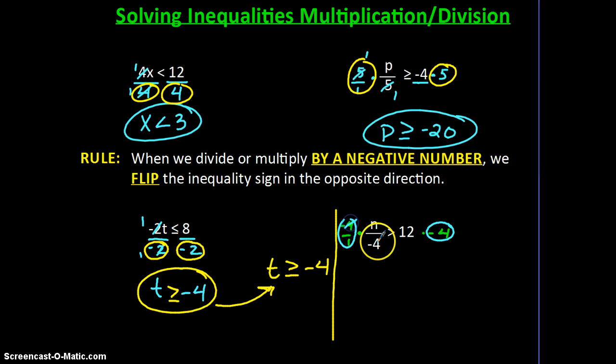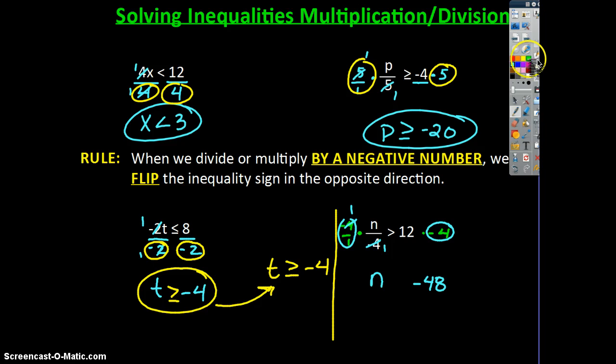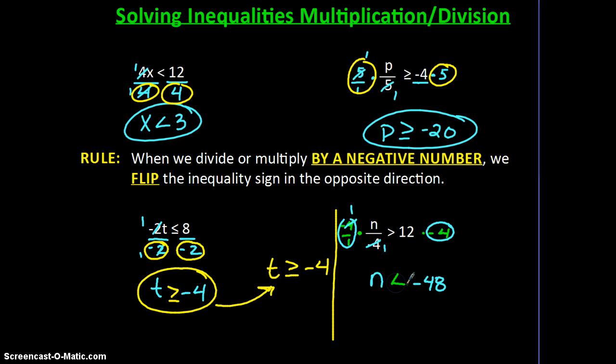Well, in this case, negative 4 divided by negative 4 is 1. n drops down. That's still the same. 12 times negative 4 is negative 48. That's no different than what we've done before, but because these were negative numbers, this inequality sign now flips. It's no longer n is greater than, n is now less than negative 48.